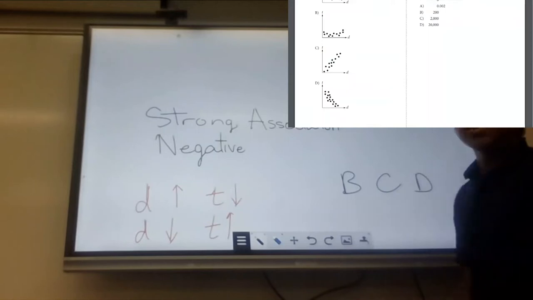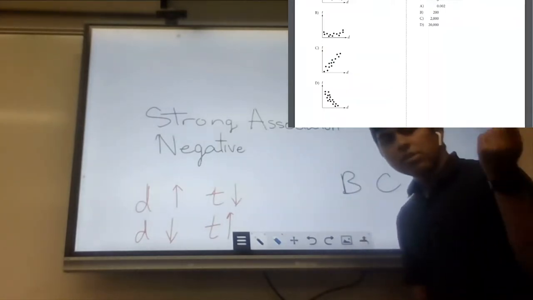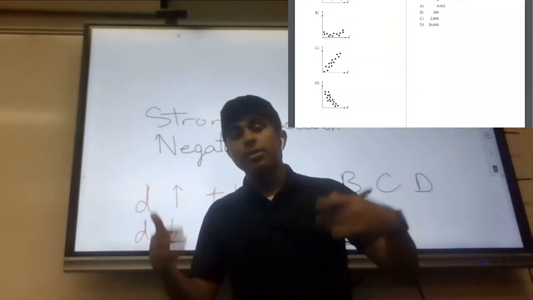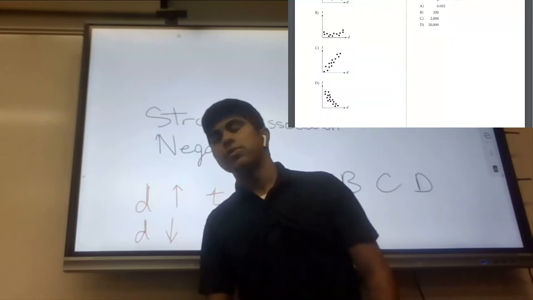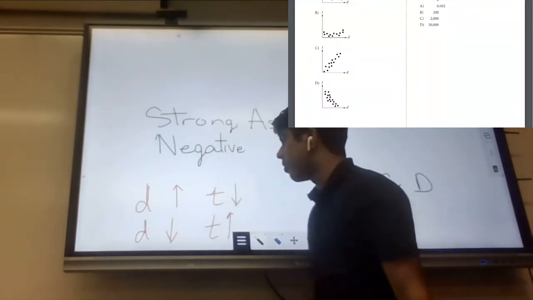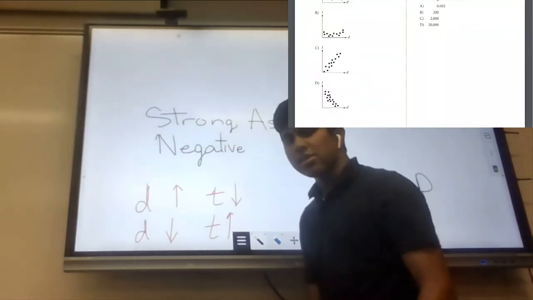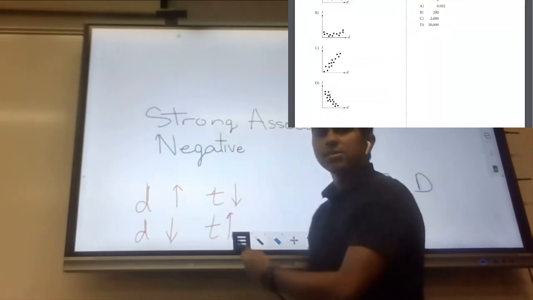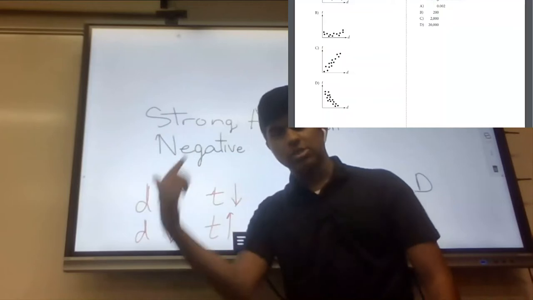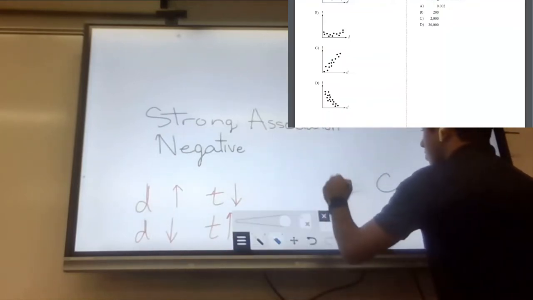Okay, so let's look at our choices, right? For B, if D goes up, if we keep going along that horizontal axis, what happens to the T axis? Well, it looks like nothing happens at all. It just stays in one spot. So if D goes up, then T doesn't move? That's not what that says, is it? If D goes up, then T should go down, right? T is not going down, T is just staying there. This is not going to work.